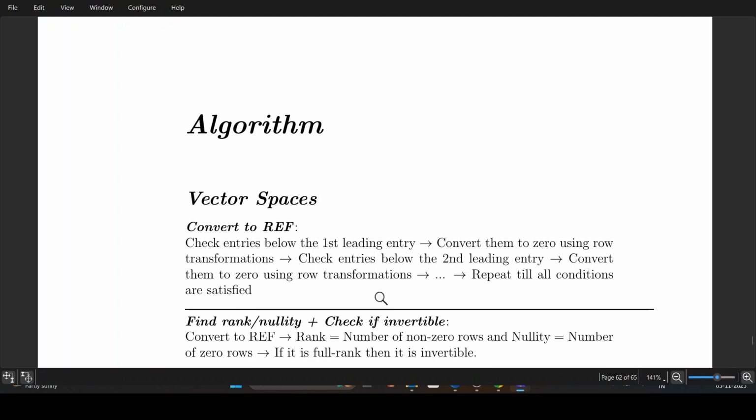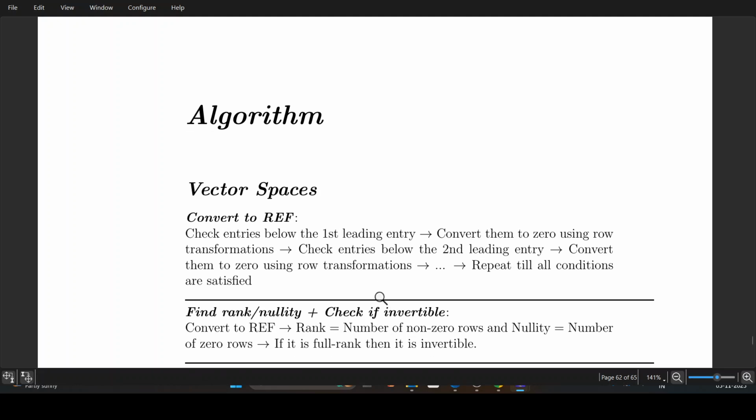So check the entries below the first leading entry. If they are non-zero, then convert them to 0 using row transformations. Repeat this process till all the conditions of row echelon form are satisfied. Next is to find rank and nullity and check the invertibility of a matrix.